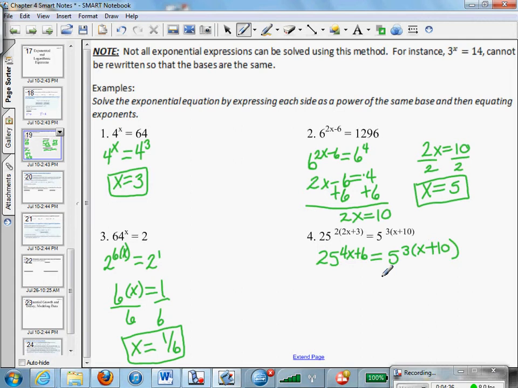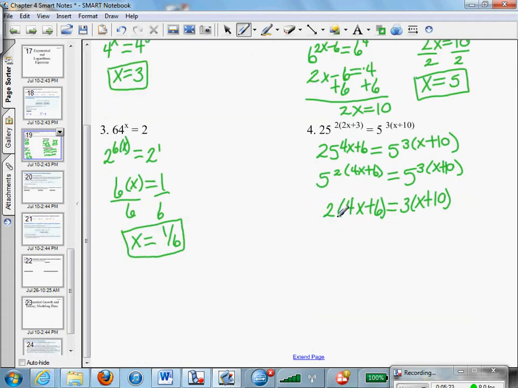So now we can rewrite with the same bases. 25 can actually be written with a base of 5: 25 is 5 to the 2nd power. So just take that 2 and multiply it by the quantity we already had, 4x plus 6, and then we just have our 5 to the 3rd times the quantity x plus 10. Since we now have similar bases, we can bring our exponents down: 2 times the quantity 4x plus 6 equals 3 times the quantity x plus 10.